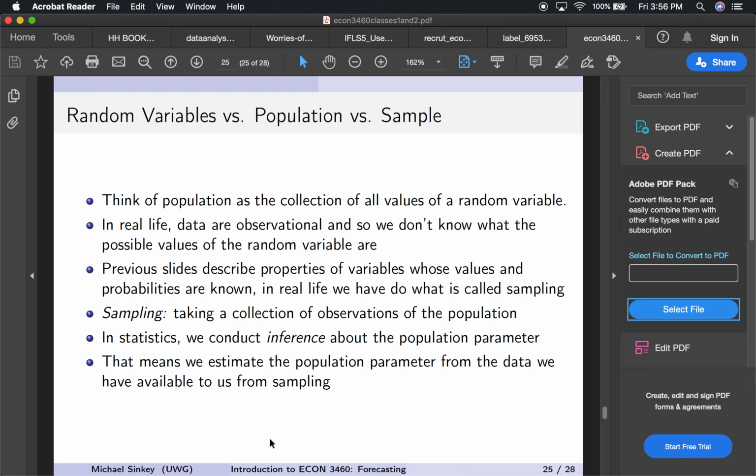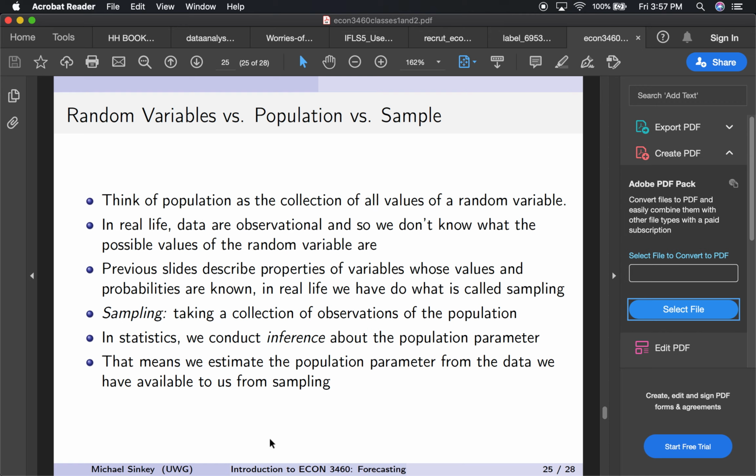So we've spent a lot of time dealing with random variables as descriptors of the population. This is an important concept. So think of the population as the collection of all values of a random variable. So I've got all the values of the random variable accounted for in the population. And when I'm analyzing the population, if I had full knowledge of the population, I would have all of the probabilities as well. That is just not consistent with real life.